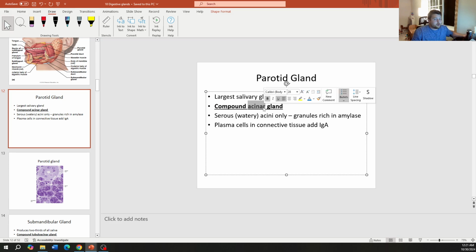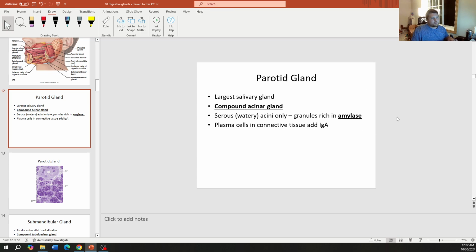So no tubules, tubes, whatever the proper anatomical word is. There's no tubulo part of this gland. It's just an acinar gland, which means it just has those rounded sacs. And it produces a lot of our serous, or the watery saliva, which means the one that has lots of amylase. Remember, what does amylase break down? It starts to break down starches and carbohydrates in our mouth. And then it also has plasma cells in the connective tissue, as well as IgA.